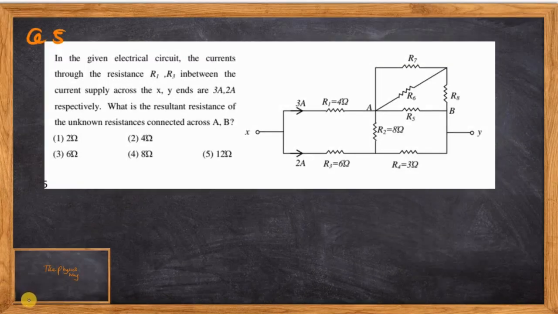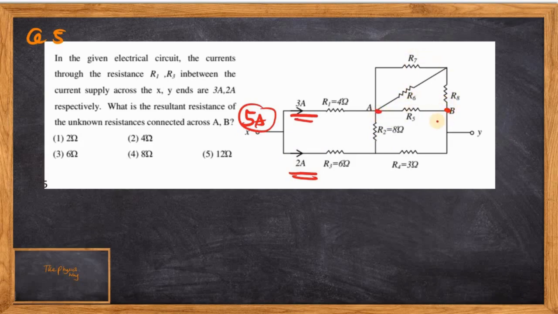Right students, we are in our 5th question now. Here we actually have to consider the Wheatstone Bridge for sure. Let's get into the question now. In the given electric circuit, the current through the resistances R1 and R2, in between current supply across X and Y ends, are 3 amperes and 2 amperes. Basically total 5 ampere current will pass through here. So what's the resultant resistance between point A and point B?